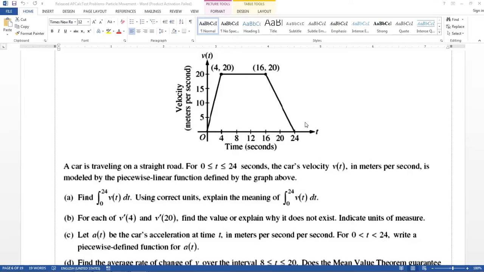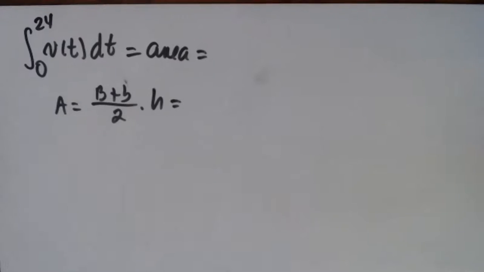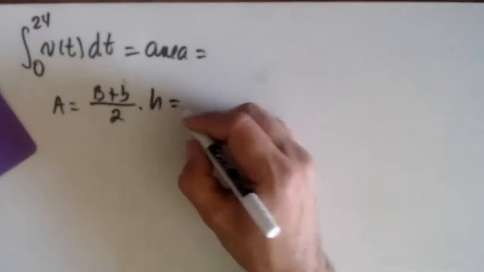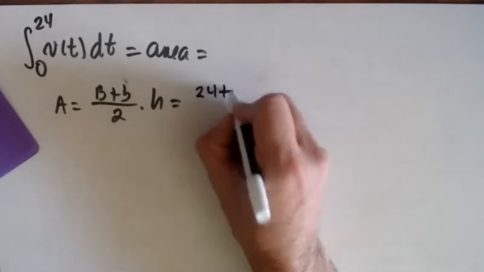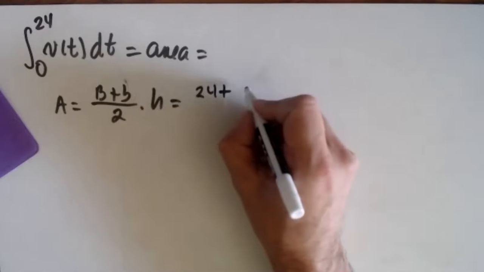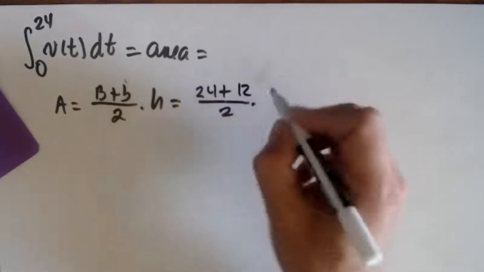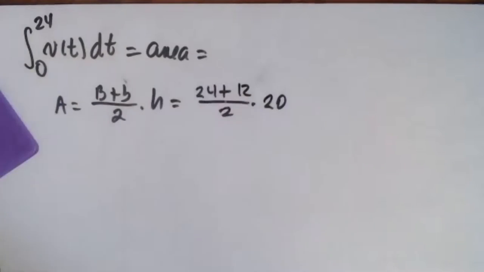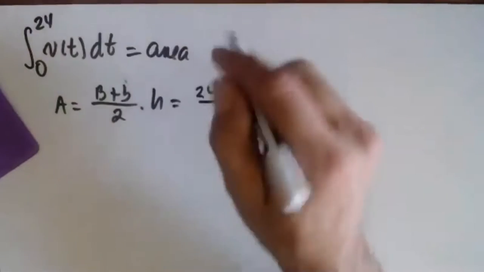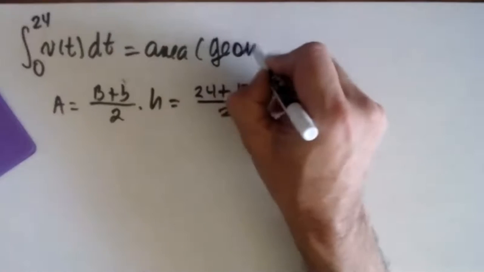So let's do this one. The area is the big base plus the small base, divided by 2, times the height. So we can use this geometry. The bottom base is 24 plus 16 minus 4, which is 12, divided by 2, and the height is 20. That's correct. Geometrically, this is correct.